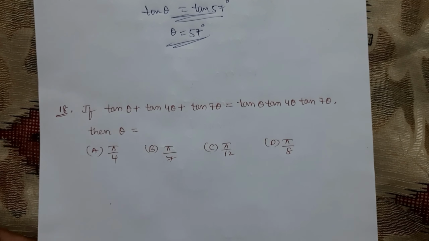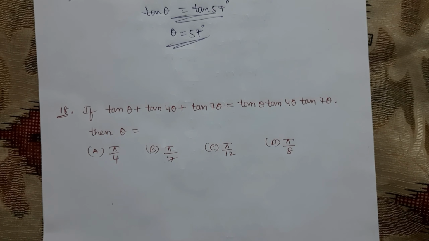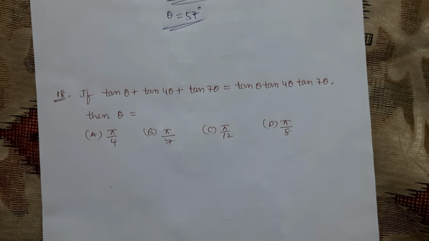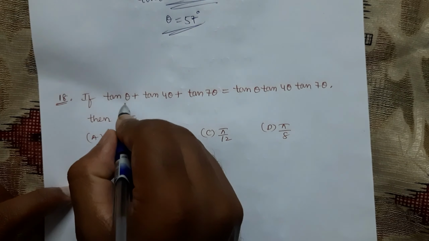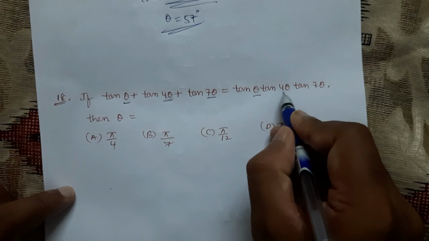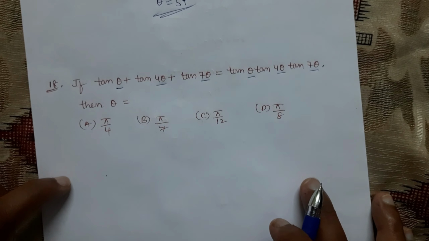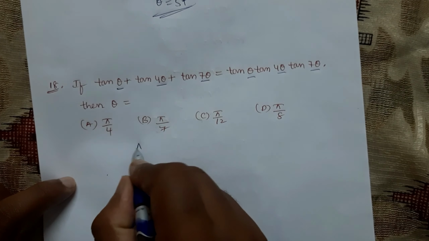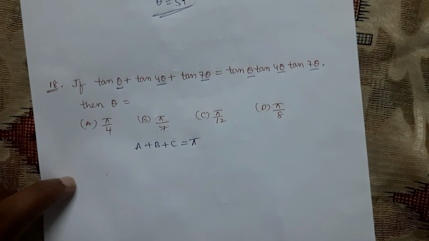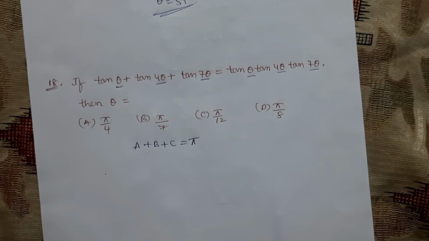Next, question number 18. This is another important model. Tan theta plus tan 4 theta plus tan 7 theta is equal to tan theta into tan 4 theta into tan 7 theta. See, here there is theta, 4 theta, 7 theta, and on the RHS also theta, 4 theta and 7 theta. So in this case we can consider a plus b plus c is equal to pi.